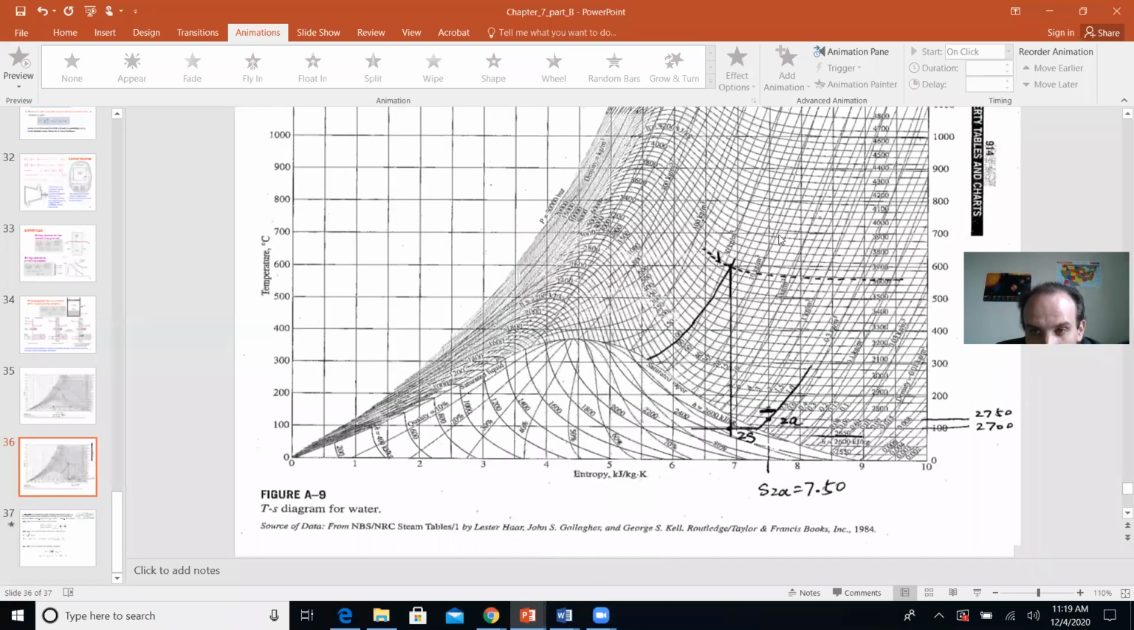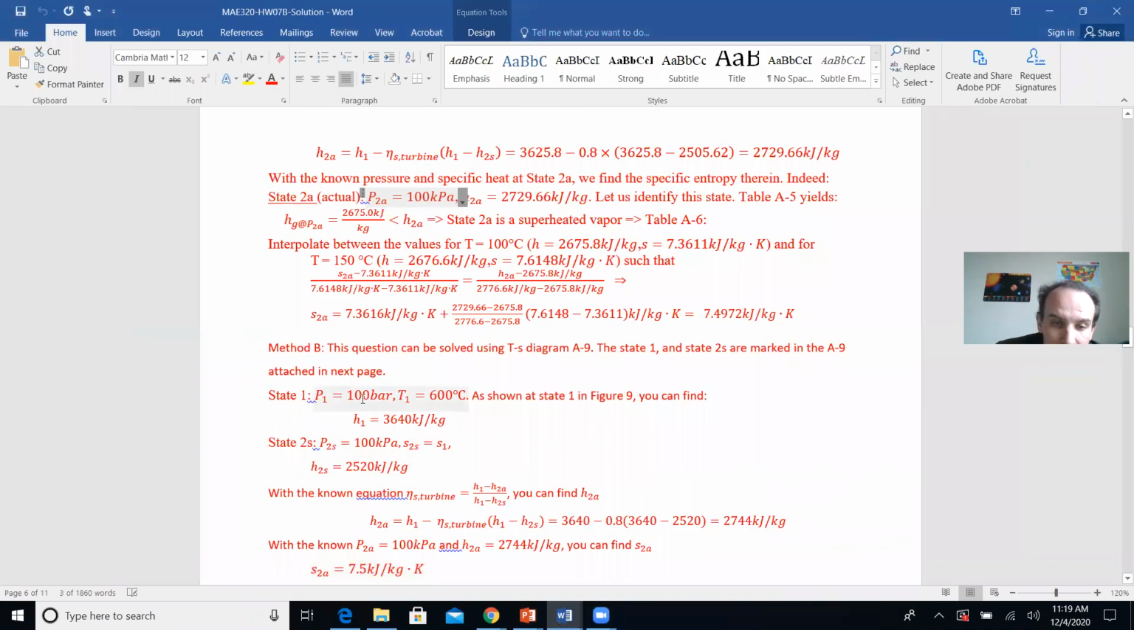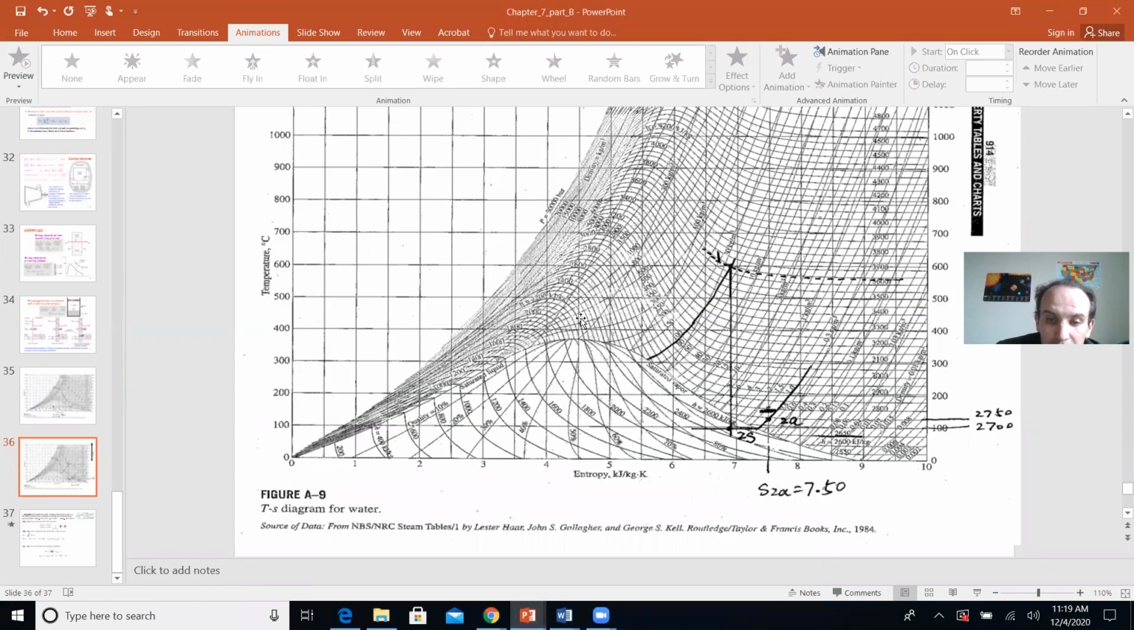Your pressure is 100 bar, right? Correct? Let me check. Yes, your pressure is 100 bar and the temperature is 600 degrees Celsius. You have 100 bar here. You go like this and see where the intersection happens.